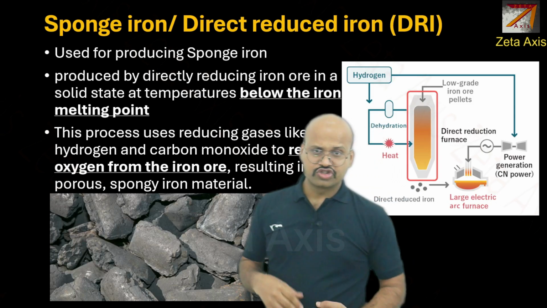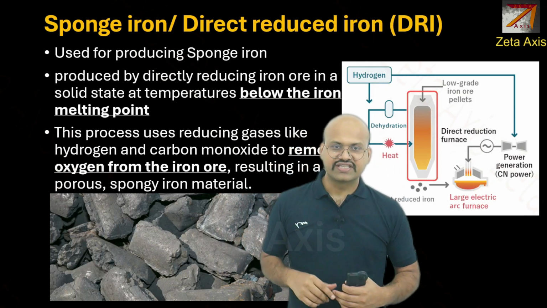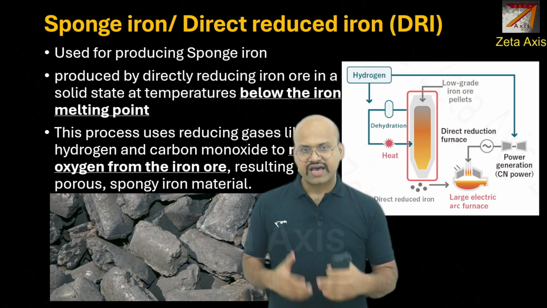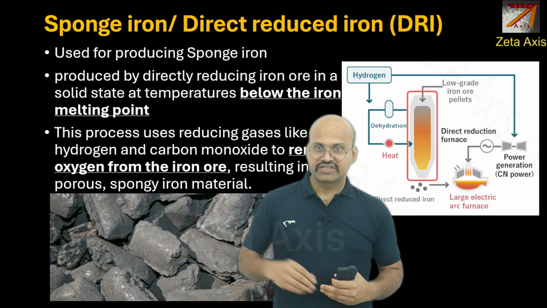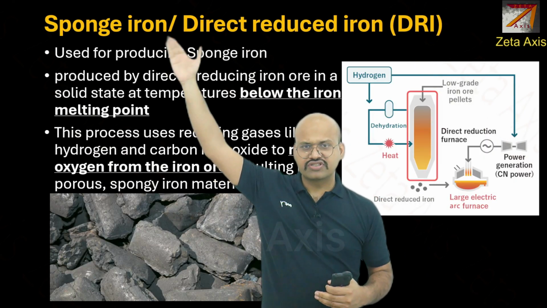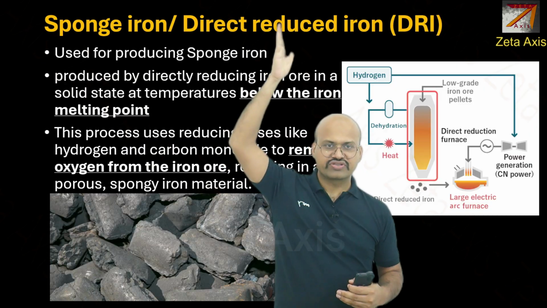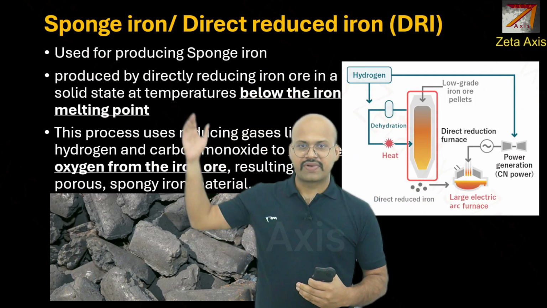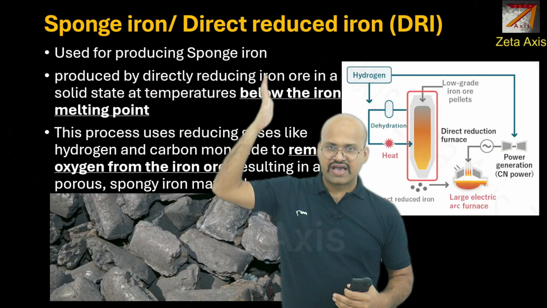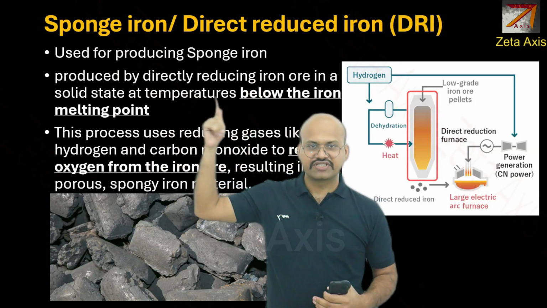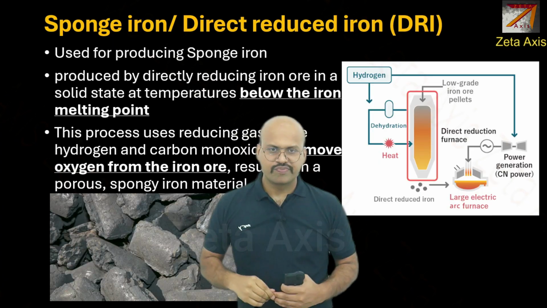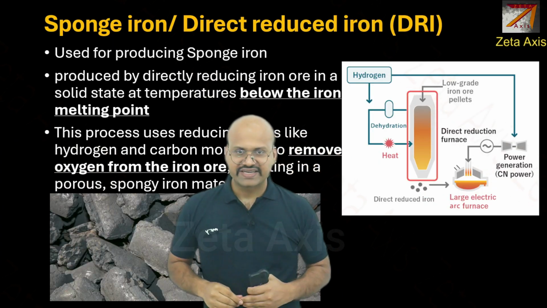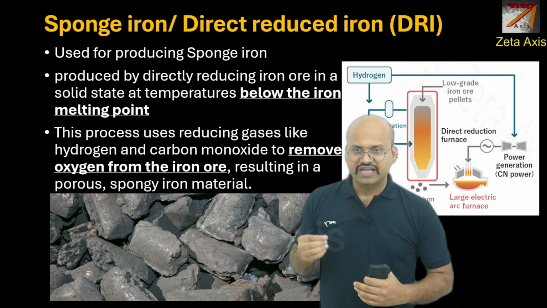So let's see what is sponge iron. In the video, we see that there was an electric arc method of producing steel which used the sponge iron. So the sponge iron or direct reduced iron are the same thing. Here we directly take the iron ore and it is heated at a temperature below the iron melting point. We put the iron ore in a furnace and heat it at a temperature below the melting point.